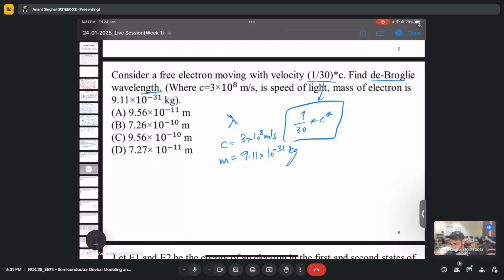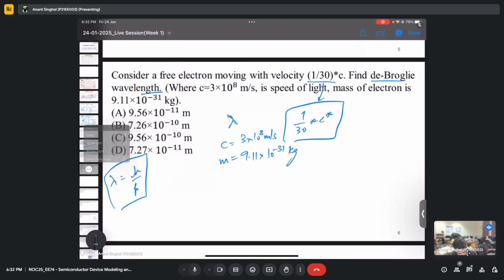So does anyone want to say what this de Broglie wavelength is? H upon P. Lambda equals what? H upon P. Yeah, so this is de Broglie, but okay, fine. Let me cover the very basics for this particular problem so that we'll understand it better.